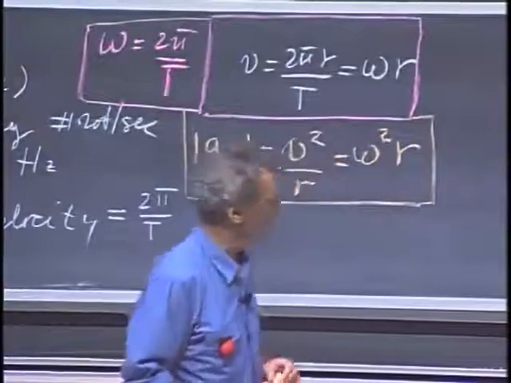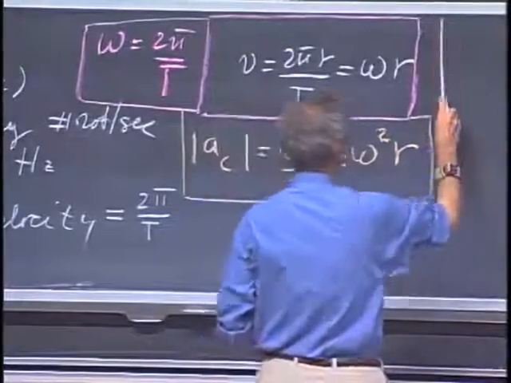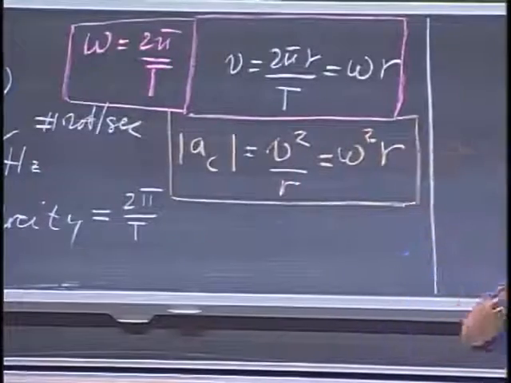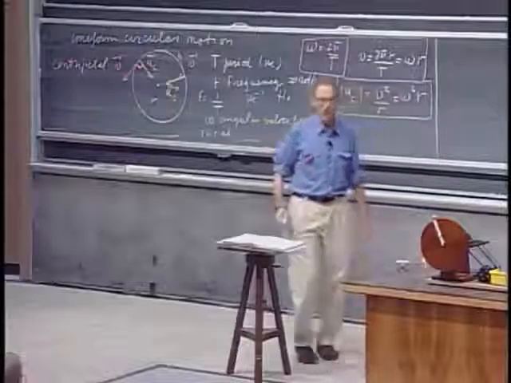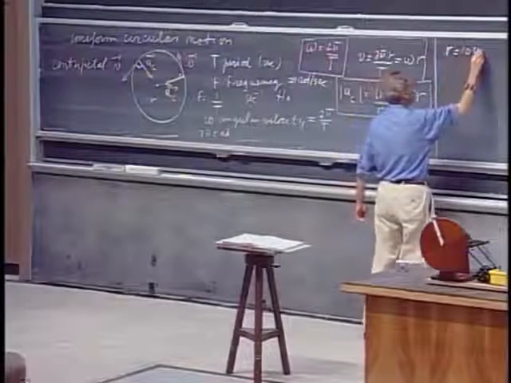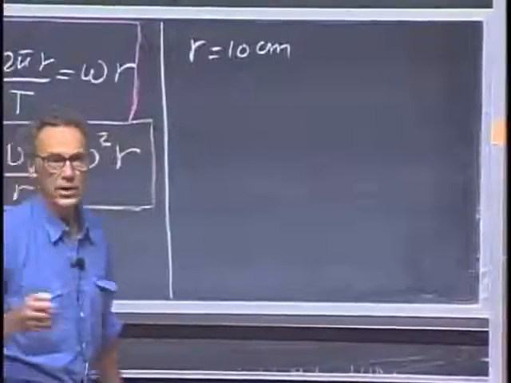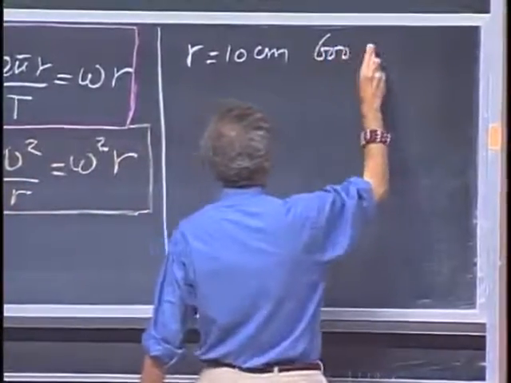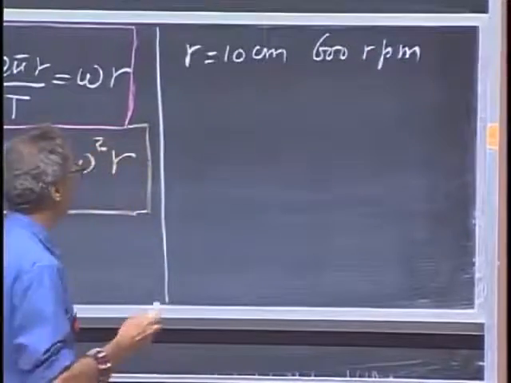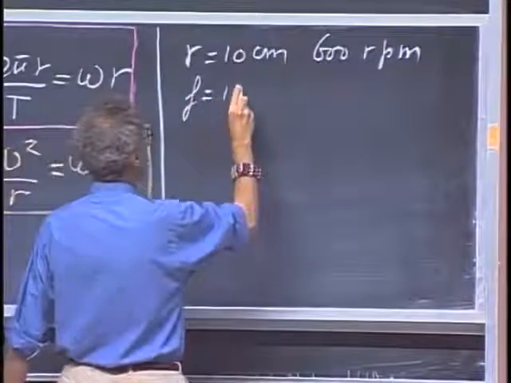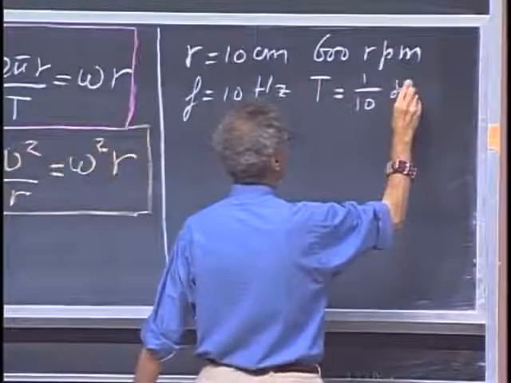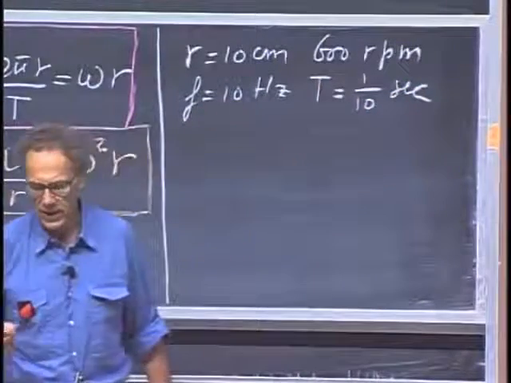We can have a simple example. Let's have a vacuum cleaner which has a rotor inside, which scoops the air out or in, whichever way you look at it. And let's assume that the scoops have a radius r of about 10 centimeters, and that it goes around 600 revolutions per minute, 600 RPM. 600 RPM would translate into a frequency f of 10 hertz. So it would translate into a period of 1/10 of a second.